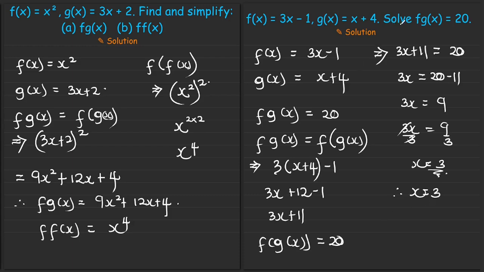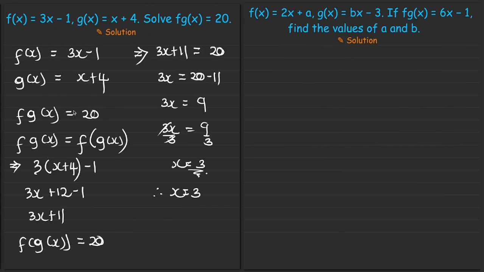So it is when you put x to be 3 in this composite function that would give an output of 20. As simple as that. Let's look at our last question for this session. Our last question here says f of x is given as what? 2x plus a. g of x is given as bx minus 3. But then if f of g of x is 6x minus 1, let's find the values of a and then b. So how do we go about this?